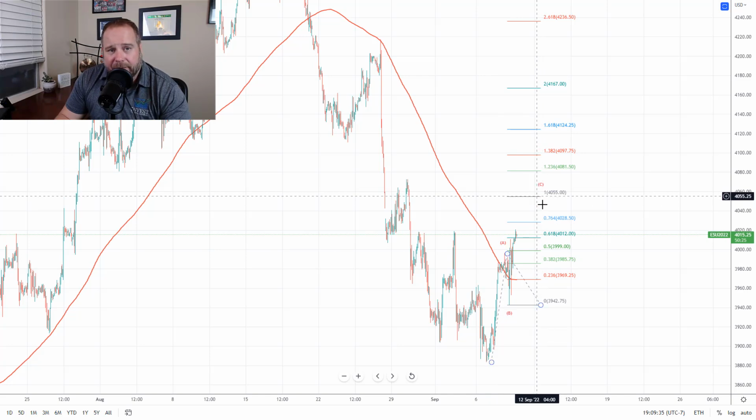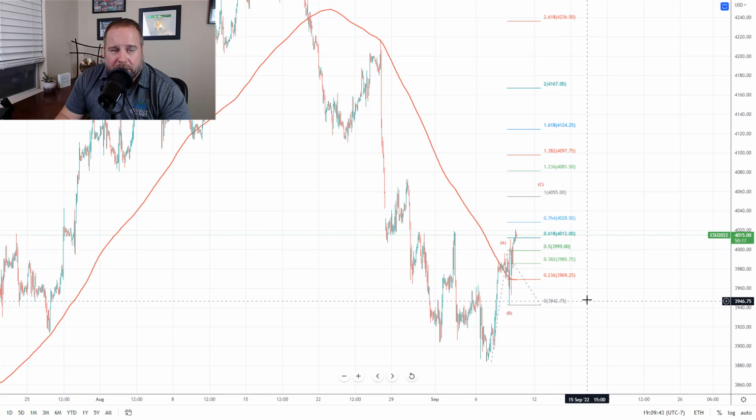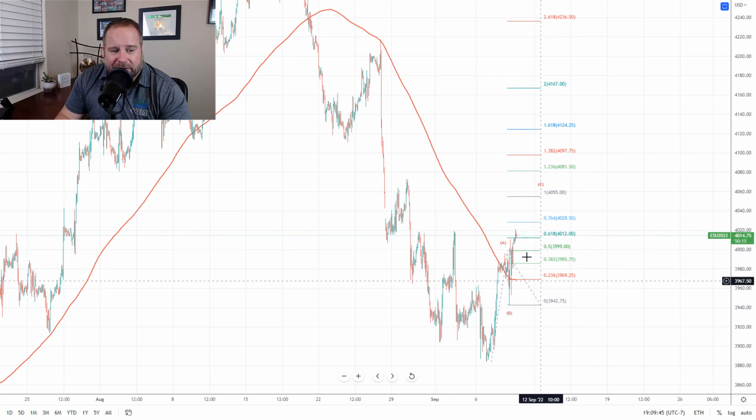Now, if they cannot get through that 4020 level and we see a strong rejection there again, then the bears need to push it back below 3942. And if they can do that, that's a very strong indication that this was a wave 4 up and we may be in a wave 5 down towards that 3850 area to complete the move down off of the highs. So those are the two patterns we're looking for to play out.